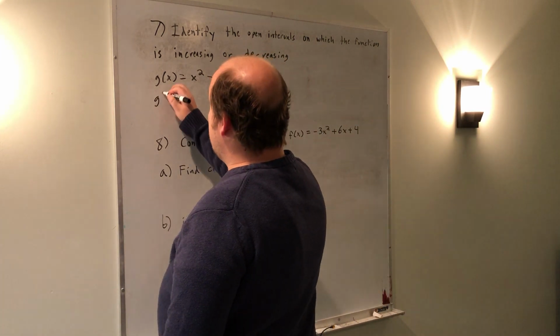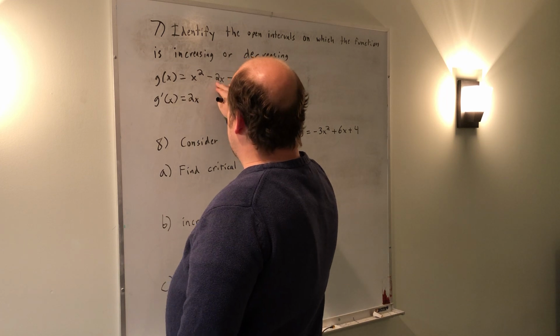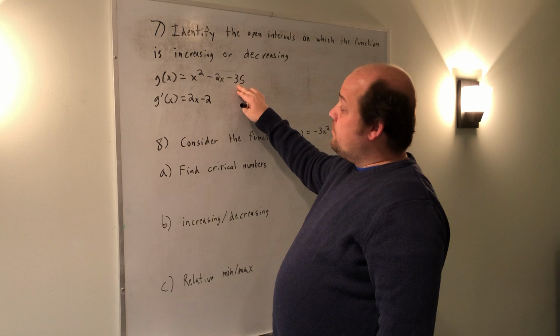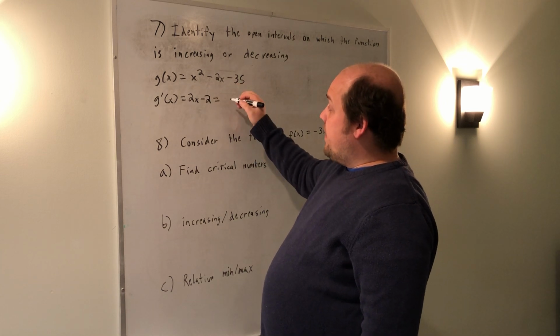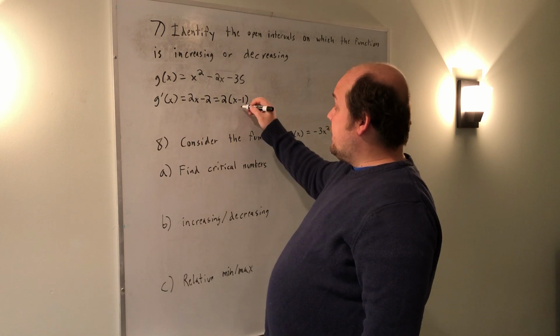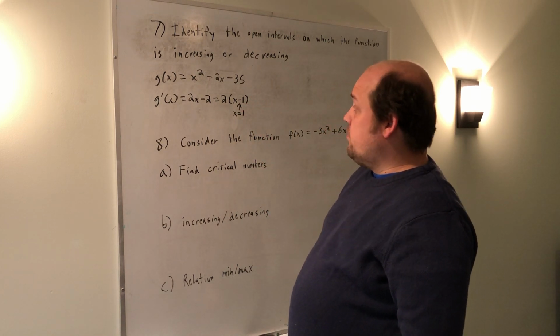So I start by taking the derivative. g prime of x: x squared becomes 2x, negative 2x becomes negative 2, and the constant negative 35 drops out. I can factor out a 2 from this and make it 2 parentheses x minus 1. That gives me the only critical number, x equals 1, which makes this 0.